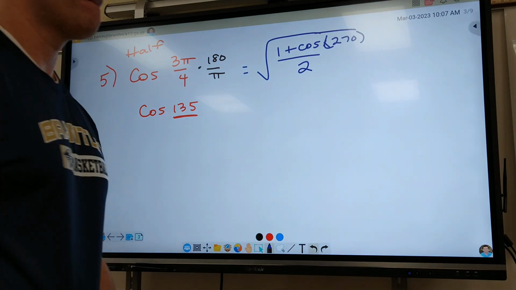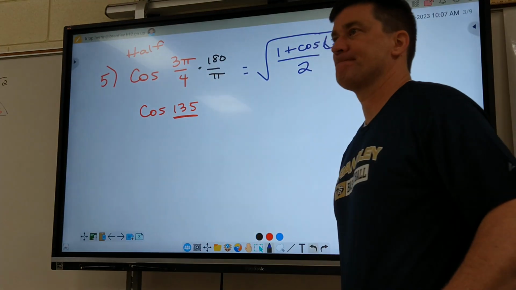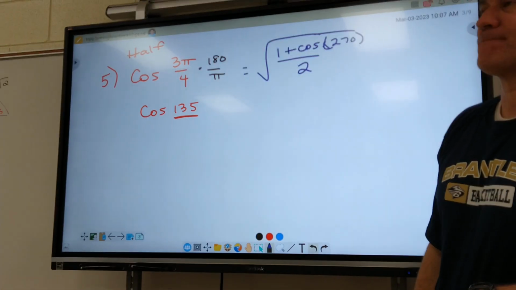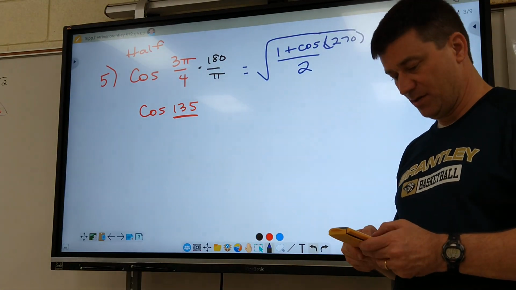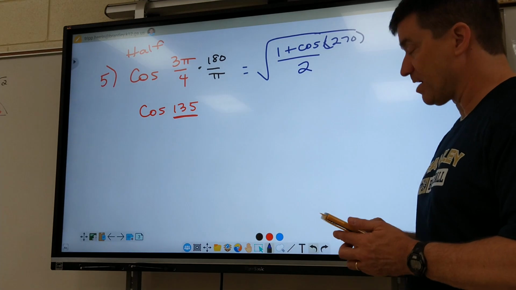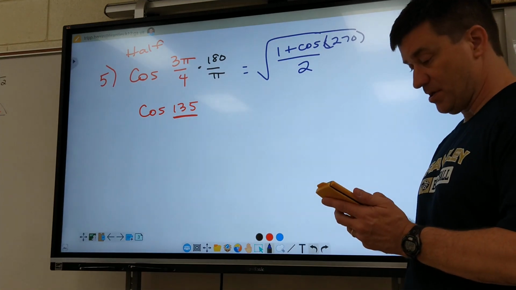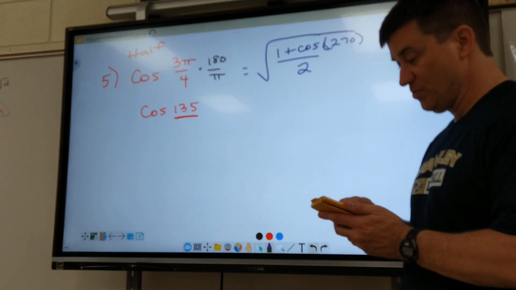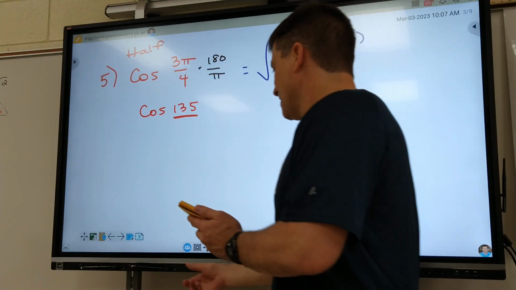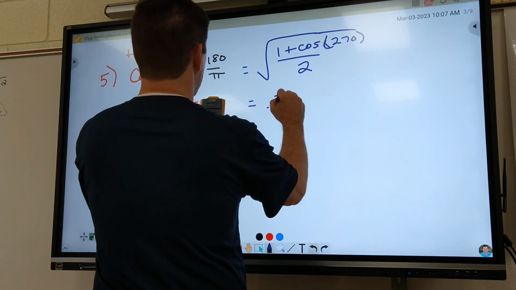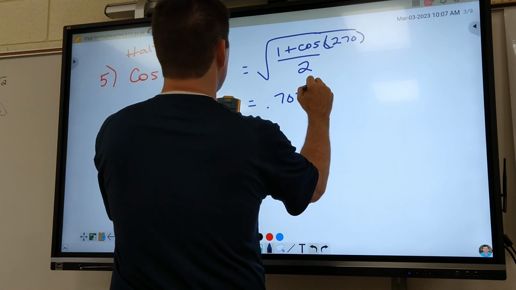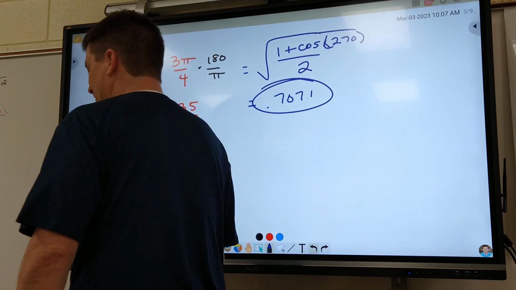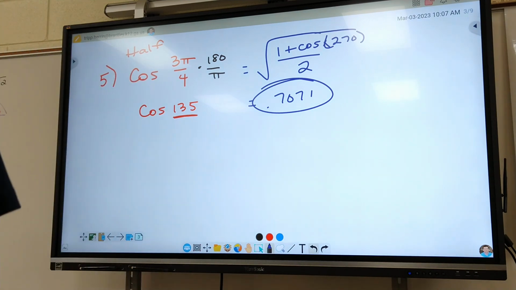All right, so let's plug it in. Square root first, then a fraction. 1 plus cosine of 270 on top over 2. I got a decimal. I got 0.7071. All right, so if you don't get that, let me know and I'll come look at your calculator.